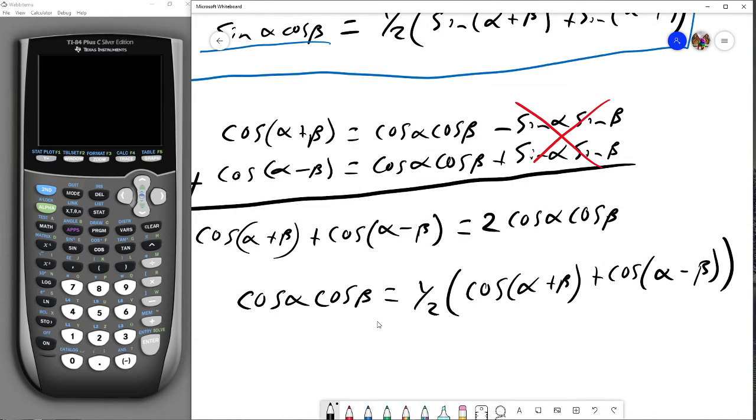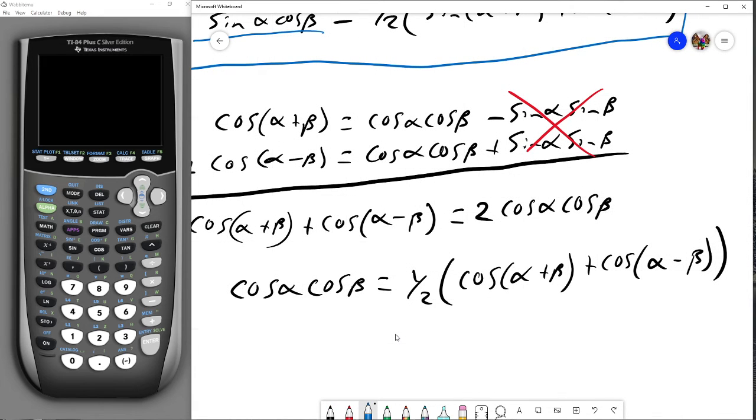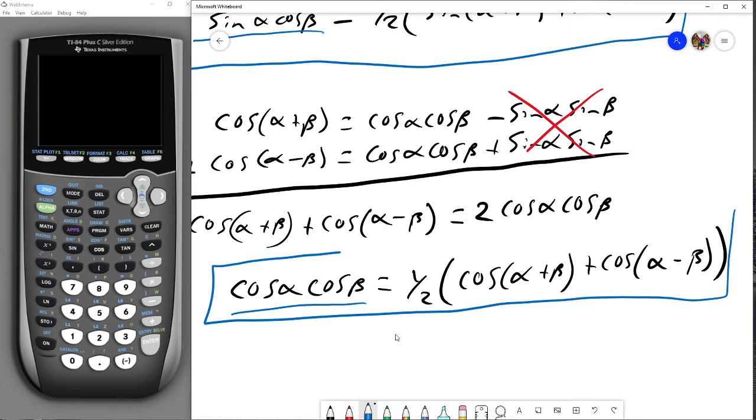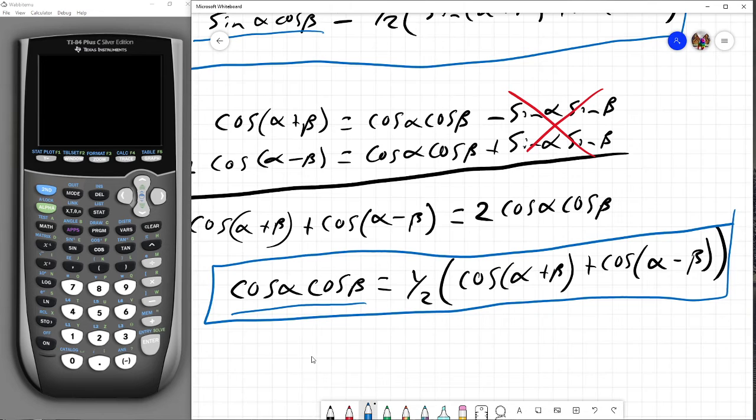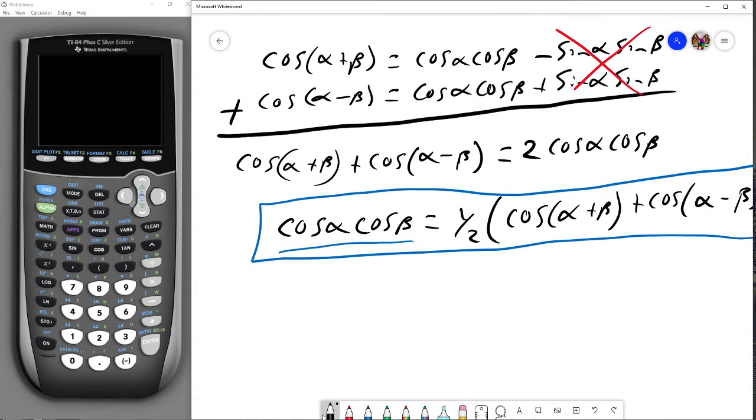Alright, that's our second fun fact. So our first fun fact was what happens if you have a sine times some cosine. In this case here we have a cosine times another cosine of two different angles. And we can rewrite that in terms of cosines. Now, we can actually do a very similar step to what we just did before and actually get a third identity.